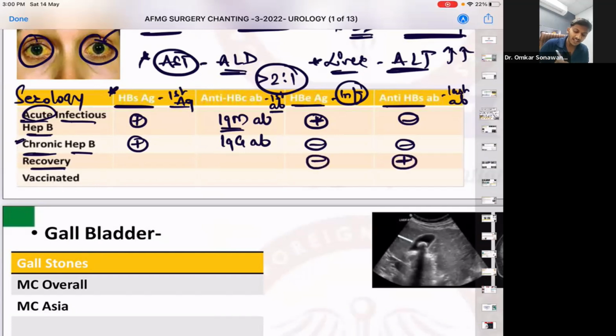HBS antigen would be negative now, and anti-HBC antibody would be present and it is the IgG type. So IgG antibody along with anti-HBS antibody is suggestive of recovery.